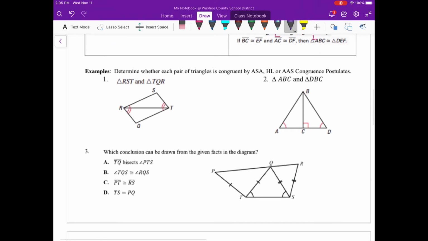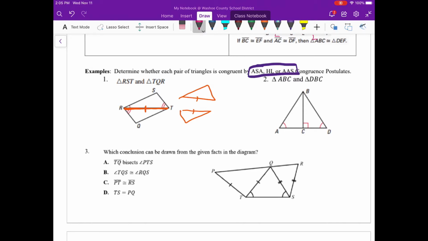All right, so let's get started with some examples. The first two say, determine whether each pair of triangles is congruent by angle side angle, hypotenuse leg, or angle angle side congruence postulates. So again, we have to go based on what is given to us and go in that specific order. So looking at this first one, these two triangles are split up, but they share this side. If I'm sharing the exact same side, I can assume that if I were to split them up into two separate pictures like this, these sides are congruent because they're sharing the side, so it's the same measurement.